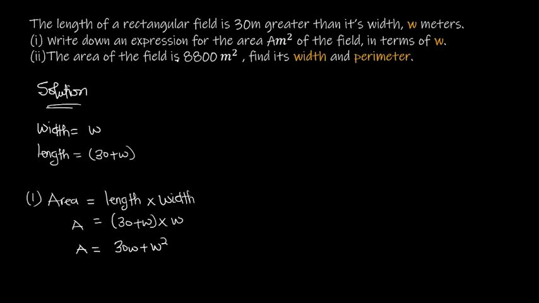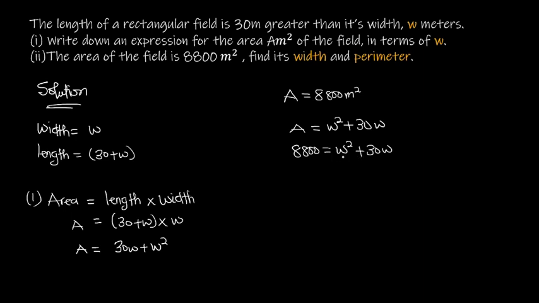Alright, now we have to find the width and perimeter. The area of the field is 8,800 meters squared. So let's go ahead and do that. We're told that area is equal to 8,800 meters squared, and the expression for area that we had is W squared plus 30W. I just interchanged the position of W squared and 30W. So I have 8,800 is equal to W squared plus 30W.